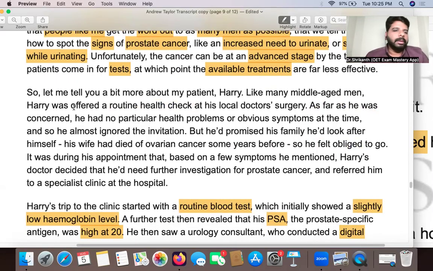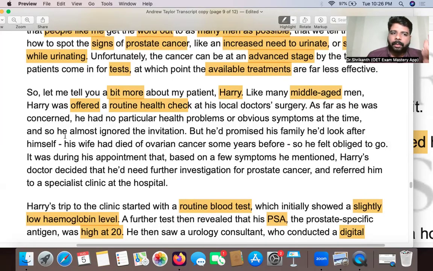Let's see what the cancer nurse is saying. So let me tell you a bit more about my patient Harry. Now she is talking a little bit about patient Harry. Like many middle-aged men, so middle-aged basically means 50 years, between 45 to 55 is what we call middle age. Like many middle-aged men, Harry was offered. Now the question keyword is coming. Harry was offered a routine health check at his local doctor surgery.